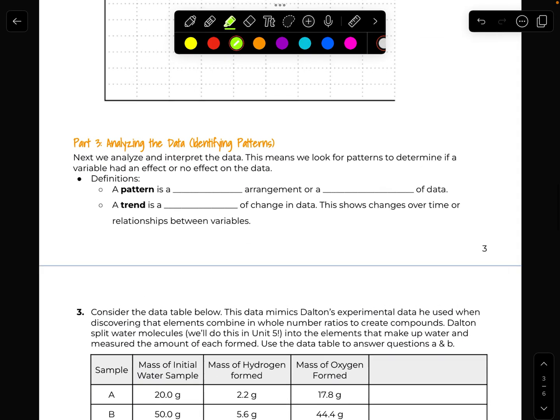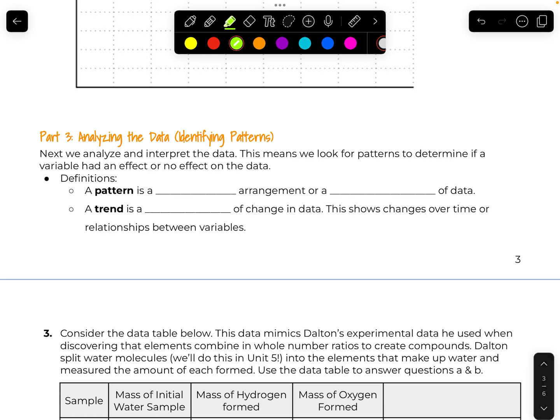Okay, so part 3, moving on. Once you now have a way to visually represent your data, whether it makes more sense to be in a results table or it makes more sense to be in a graph, this is probably the most important part here. Analyzing your data, identifying patterns.